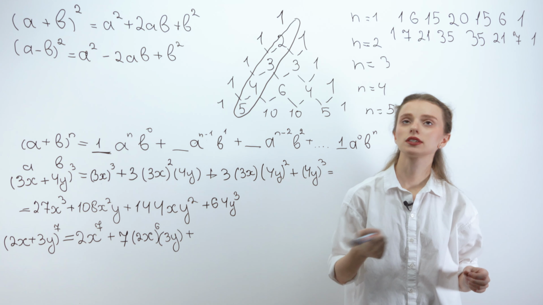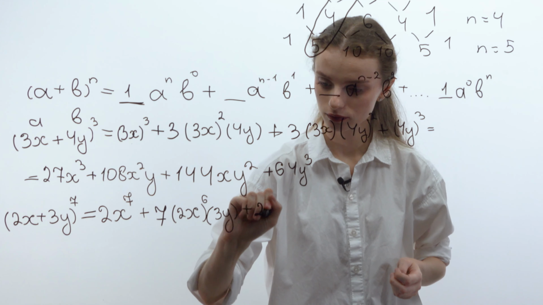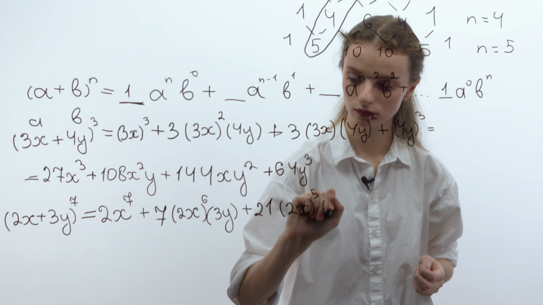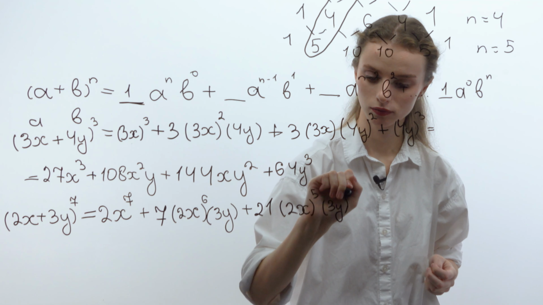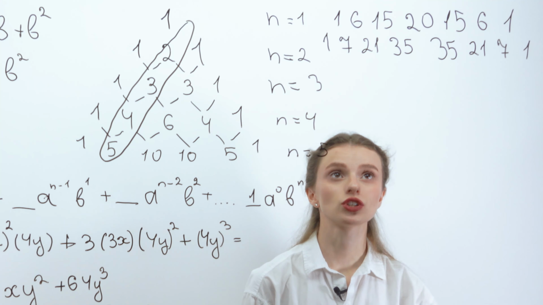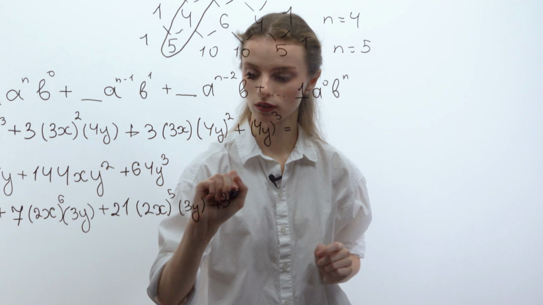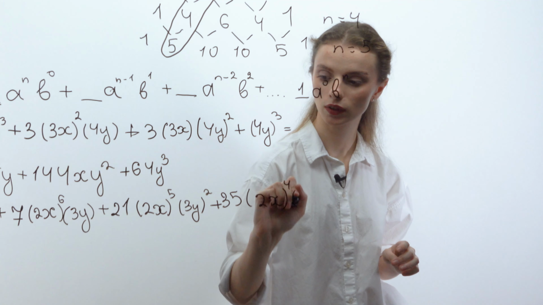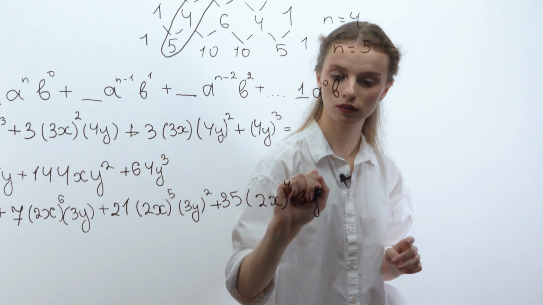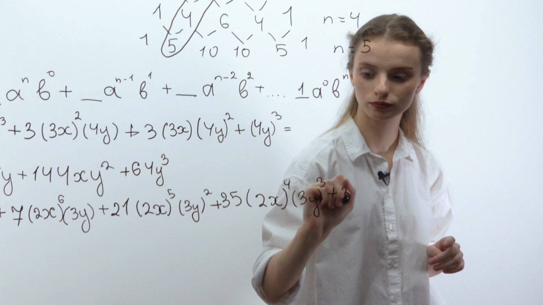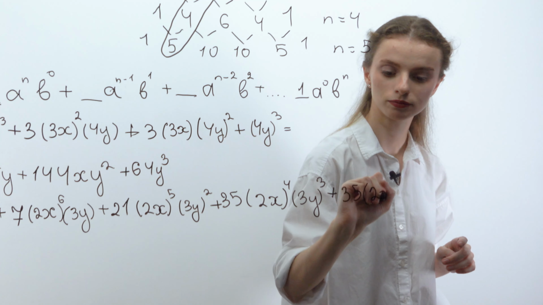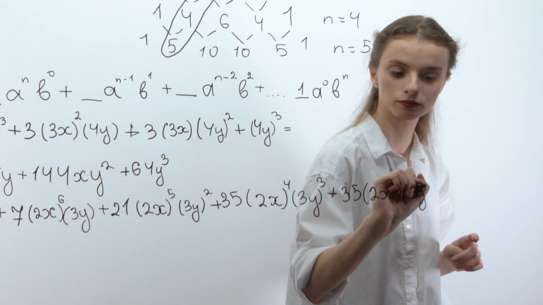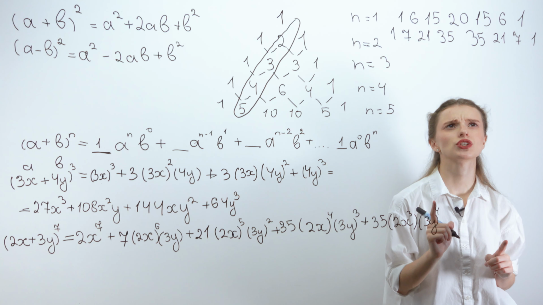Let's keep going. What is my next coefficient? 21. 2x will be to the 5th power, and 3y will be to the 2nd power. Again, here we're decreasing, here we're increasing. Next coefficient is 35. 1 power less is 4, 1 power more is 3. Another 35, 2x to the 3rd, 3y to the 4th. Okay, what's my next coefficient?